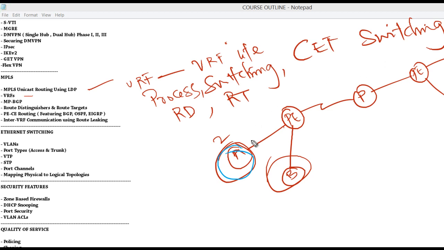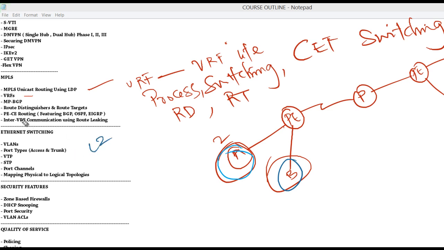But what of a case where these two companies, company A and company B, have decided to share routes together? They have decided to share some routes. So we are going to see how that will turn out for us. We'll do route leaking. After that is done, we'll also do the normal layer 2 topics.